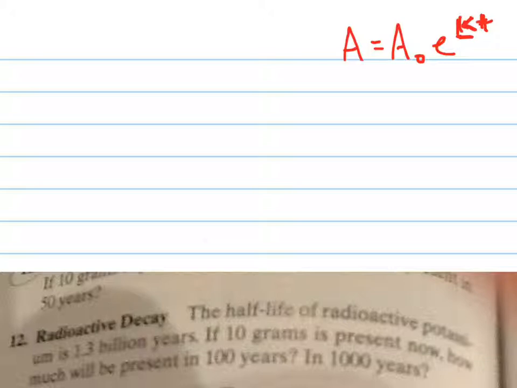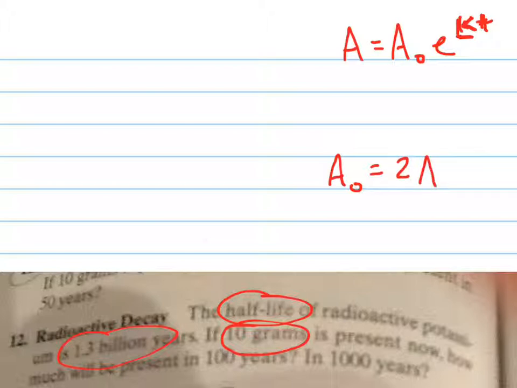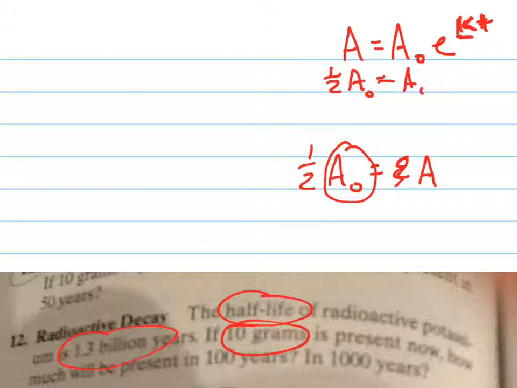They're telling us that 10 grams are present now. Well, I'm sorry, that's not the point. They're saying the half-life is 1.3 billion. That's our point. They're saying that when 1/2 of A sub 0 equals A, they're basically telling us that when we have half of our original amount, the time is 1.3 billion years.